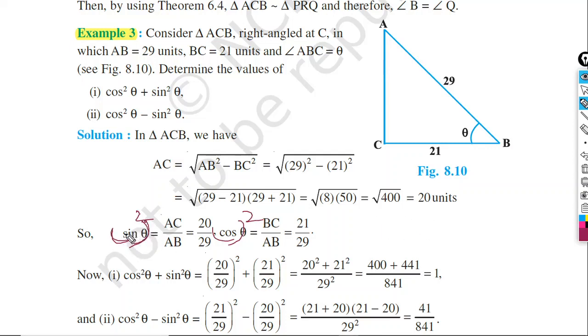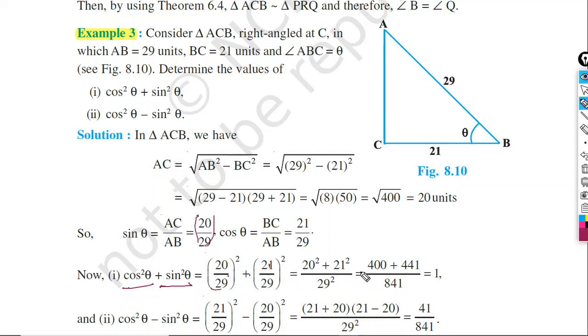Sin theta square is the same as sin square theta. So we will find both sin square theta and cos square theta. Sin square theta will be (AC by BC) square, here it will be (20 by 29) square. So here we will directly write sin square theta plus cos square theta equal to (20 by 29) square plus (21 by 29) square.